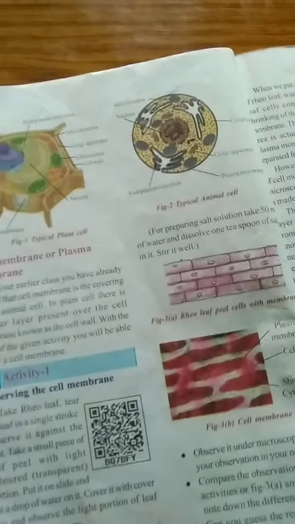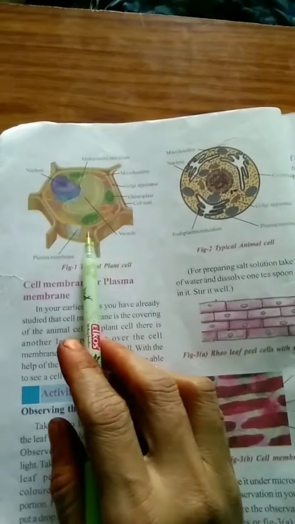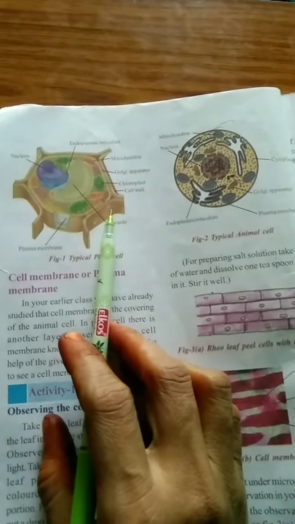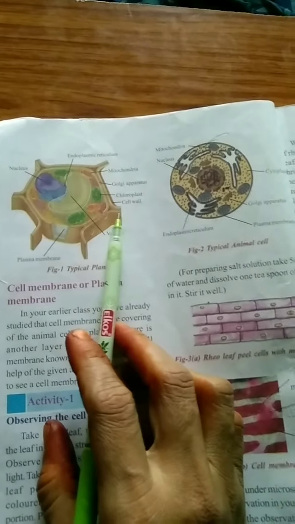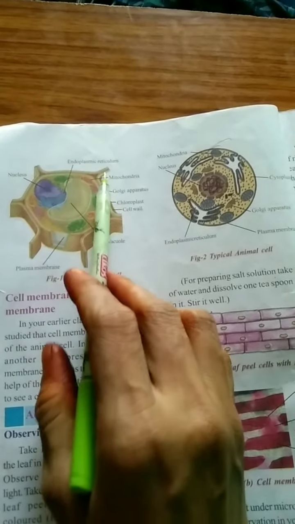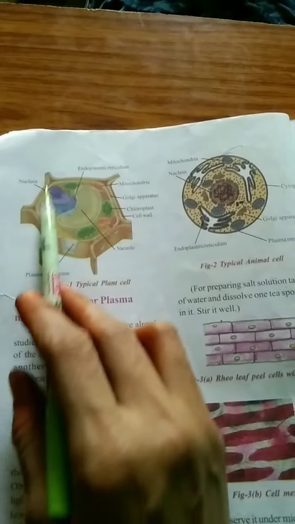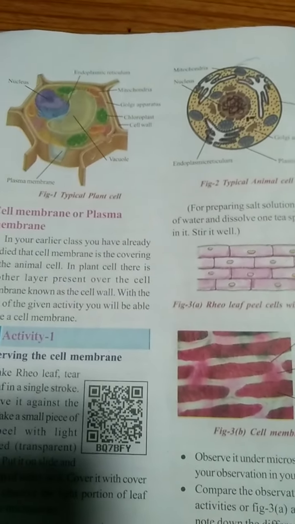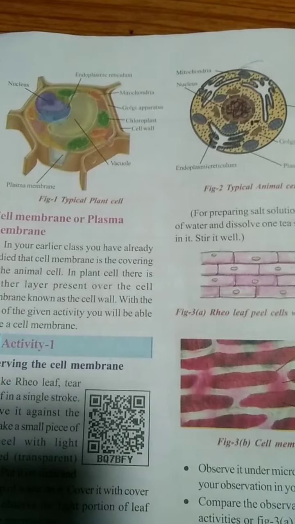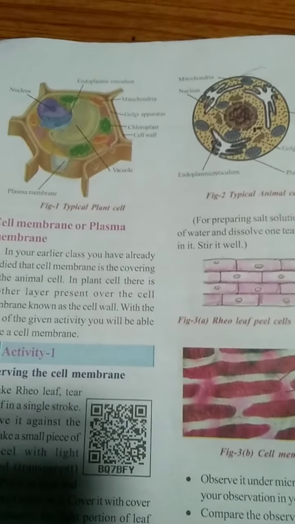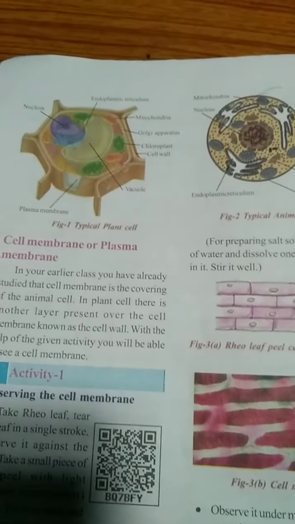Yes. See, here there is a plant cell which has the outermost covering that is called a cell wall. Why is the cell wall present only in the plant cell? Because to protect themselves. Okay, so the animal cell does not have any cell wall.